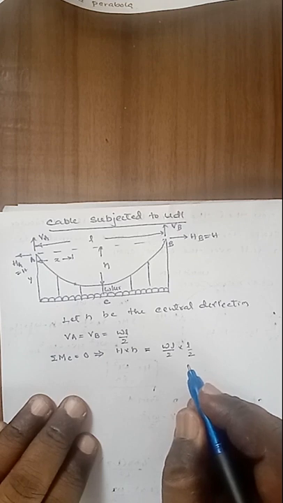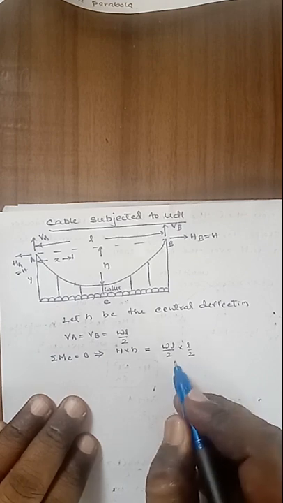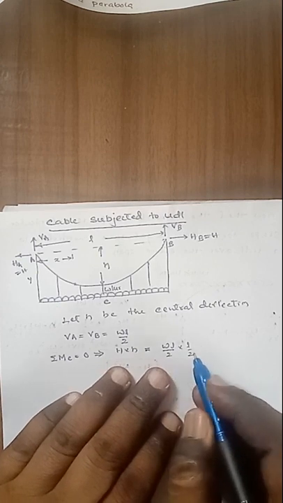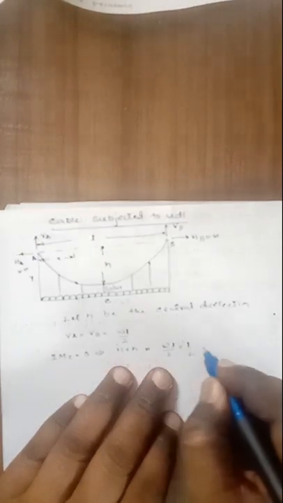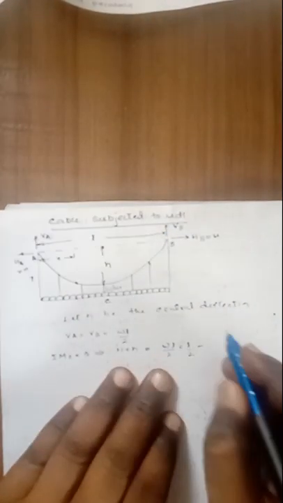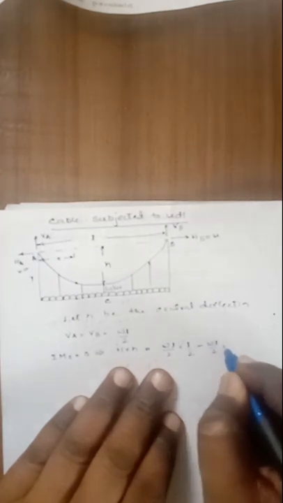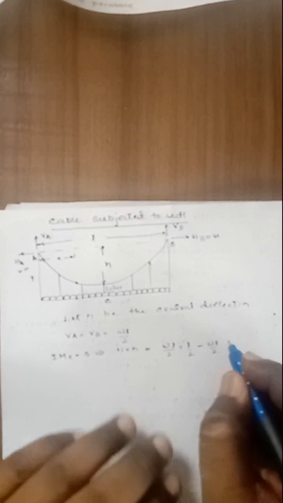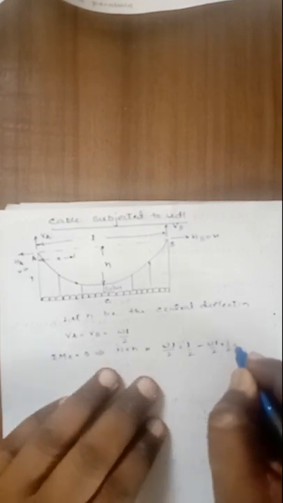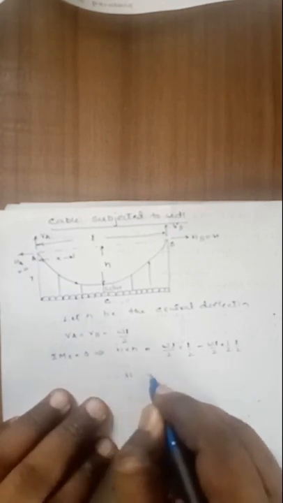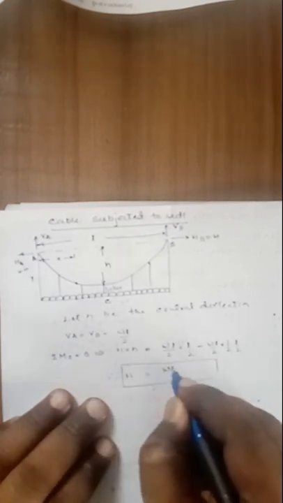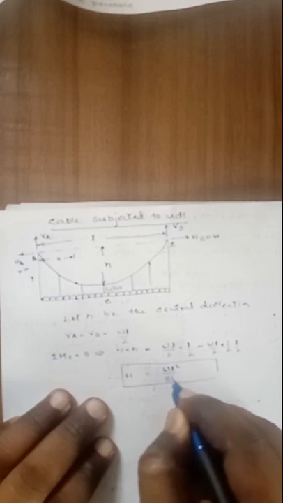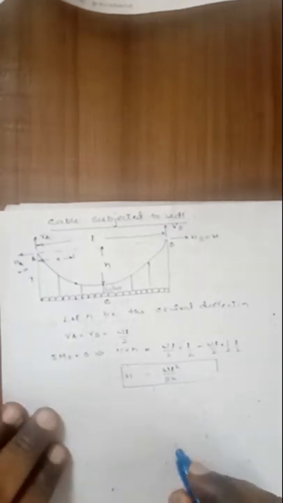Then moment due to the vertical reaction at A is WL by 2 into L by 2, that is clockwise. And then moment due to applied load, that is minus the load in this portion is W into L by 2 into half of L by 2. Therefore, the horizontal reaction at the support is WL square divided by 8H. WL square by 8H.